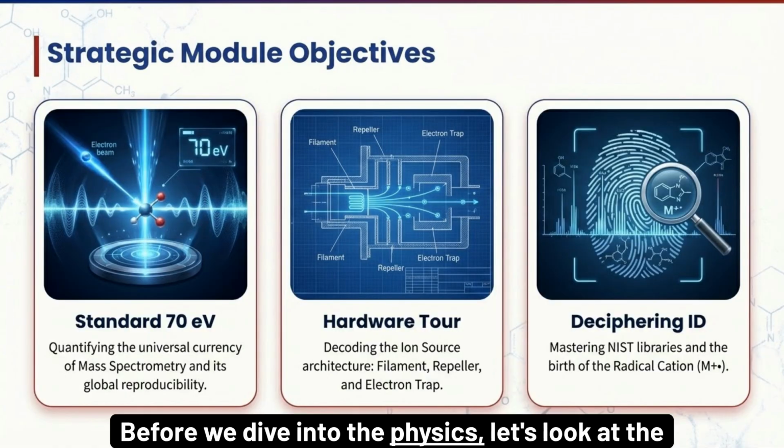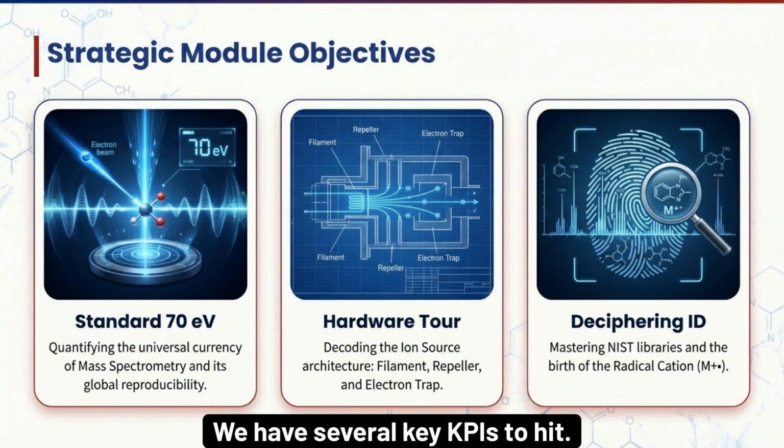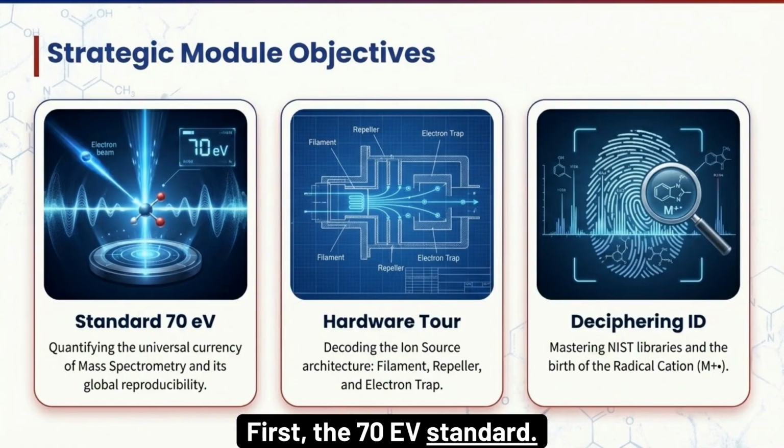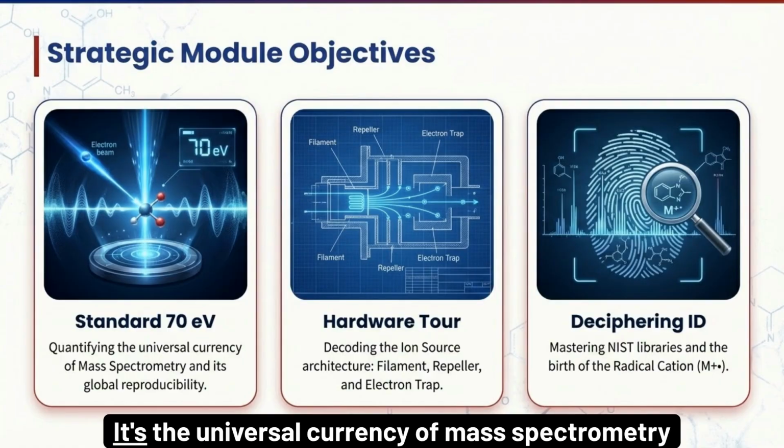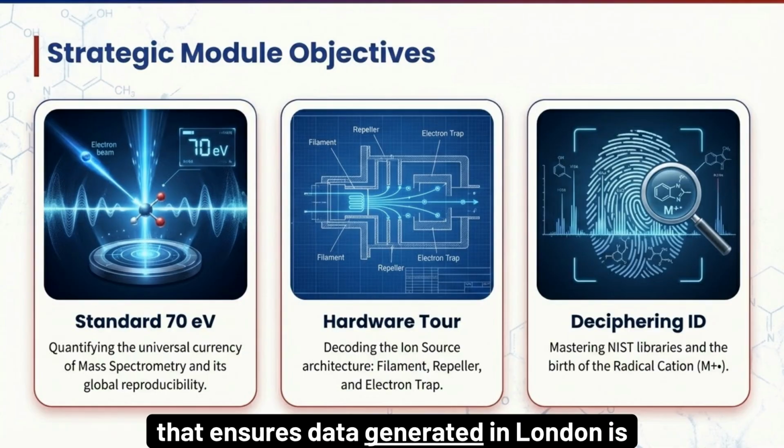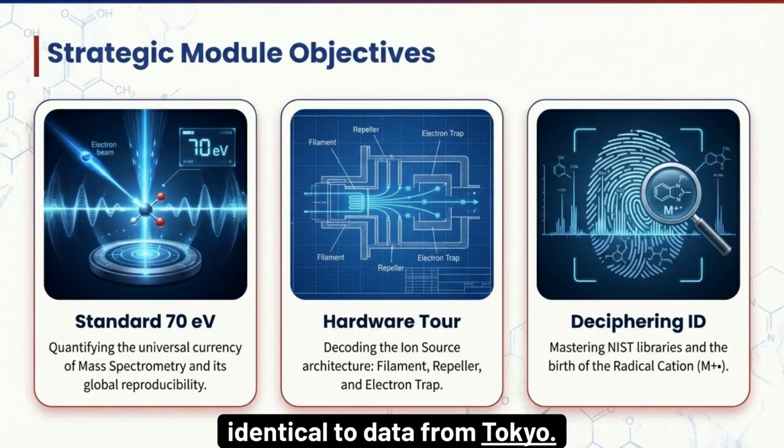Before we dive into the physics, let's look at the management briefing. We have several key KPIs to hit. First, the 70 eV standard. This isn't a random number. It's the universal currency of mass spectrometry that ensures data generated in London is identical to data from Tokyo.